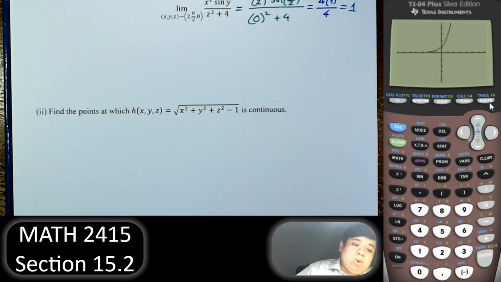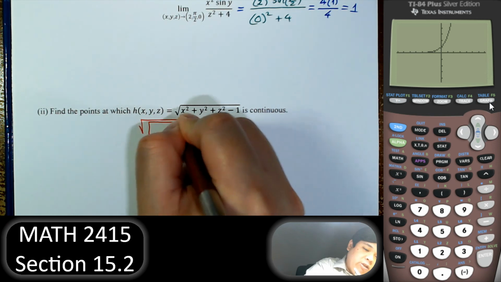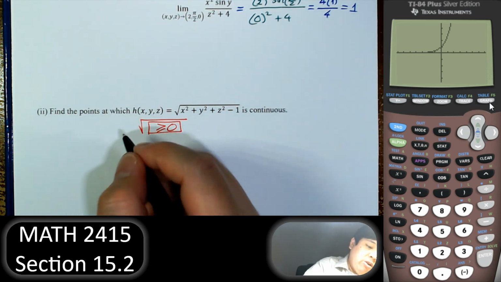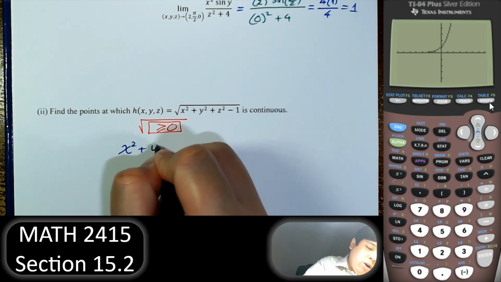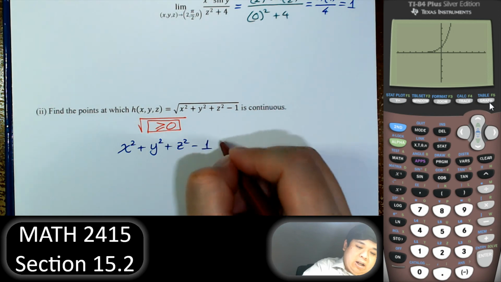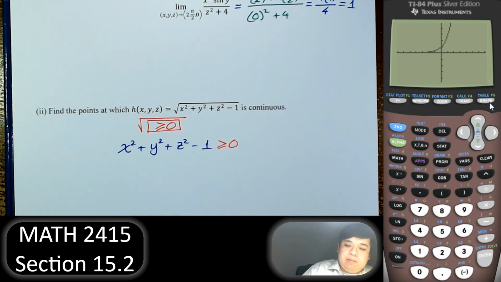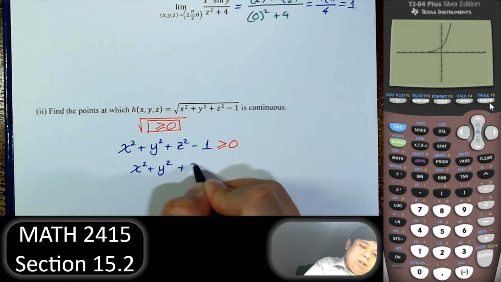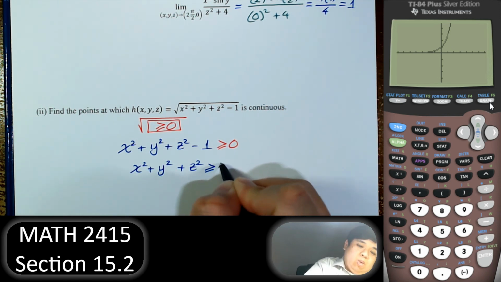Right. So this is a square root, and once again, if we have the square root, whatever we put in the square root cannot be negative, otherwise we have imaginary numbers. So we just have x squared plus y squared plus z squared minus 1 greater than or equal to 0. Move the 1 over. We have x squared plus y squared plus z squared greater than or equal to 1. So what is that?